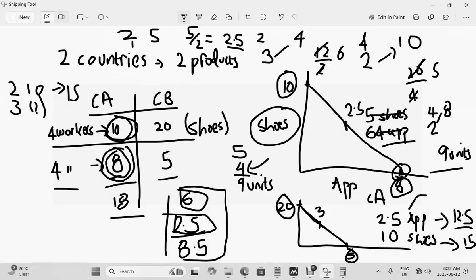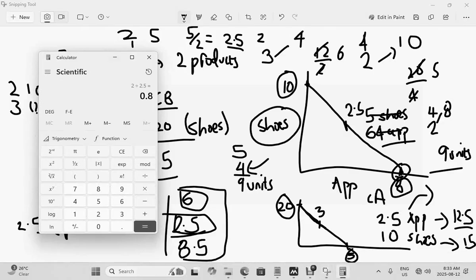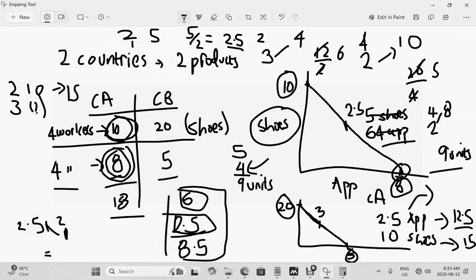And the total number of appliances, excuse me, this is the other way around. So this will be one worker over here. So 2.5 appliances using 2 workers. How many will one worker produce? So 2.5 divided by 2, which will be a total of 1.25.